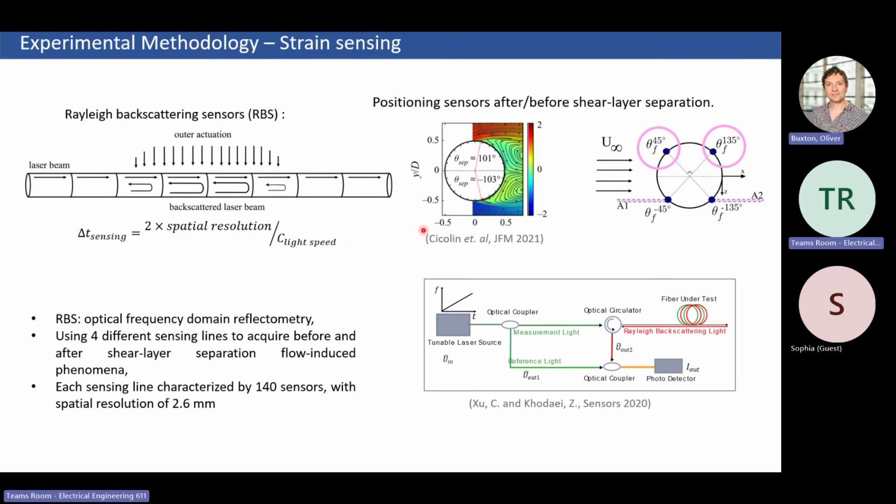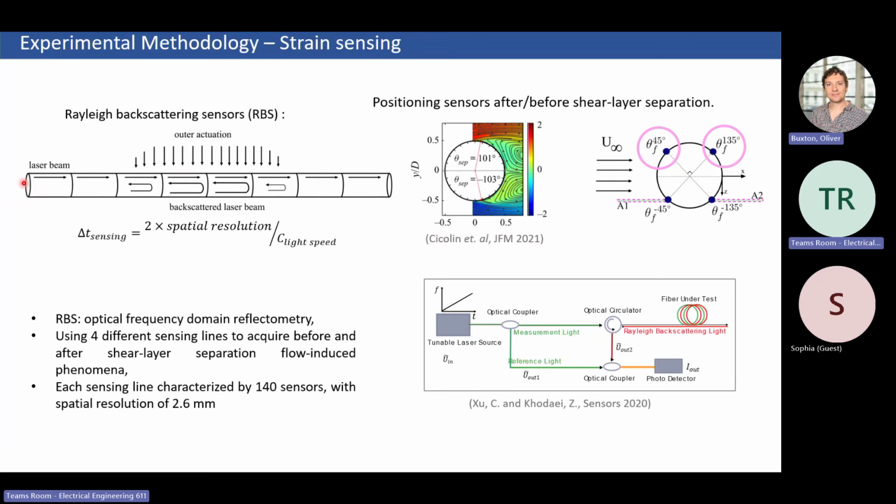We're using what are called Rayleigh backscattering sensors. Essentially these fiber optics are embedded in the surface of the cylinder. If the fiber is exposed to a strain, then as I fire a laser beam, I get a reflection. And this reflection is a function of how much the fiber is deformed, which gives me an indication of the local strain. The good thing is that by measuring the time taken from the emission of the beam to capturing the reflection, I can get a distributed strain.